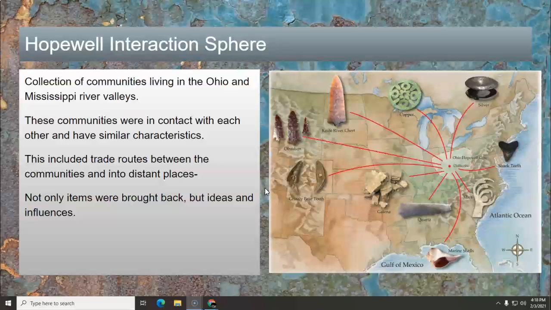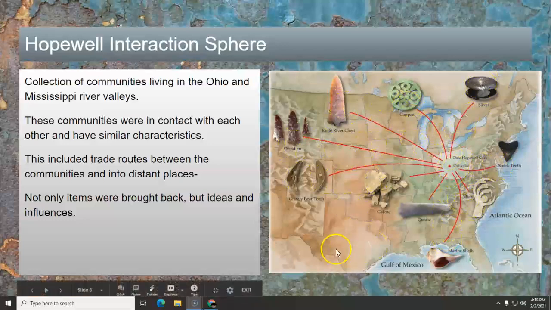This whole unit included trade routes between the communities and into distant places. And not only did they bring back items, but they brought back ideas and influences. So here you have our center, the Ohio Hopewell core that we're talking about. And then you can see on the map where certain things are coming from, and we're going to look into that.